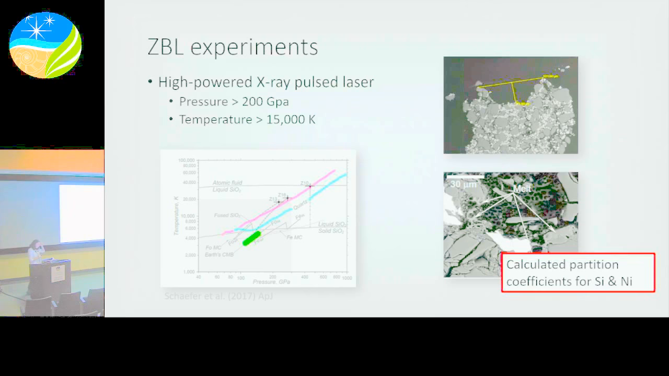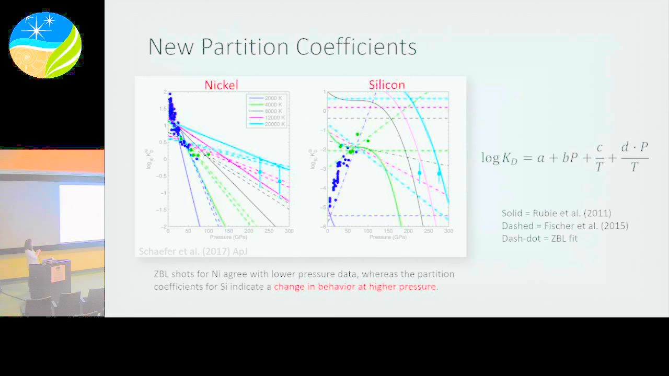So I came into these experiments about 10 years after they were completed. They had all this data sitting around, and we wanted to try to use it to calculate partition coefficients for silicon and nickel between this silicate phase and the metal. So here are those calculations. This is the partition coefficient for nickel and for silicon.